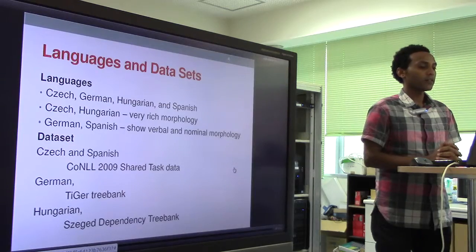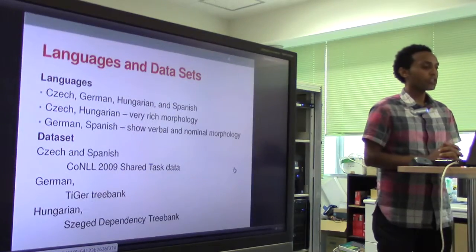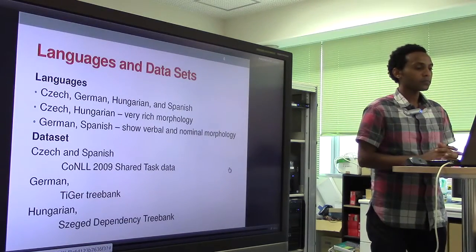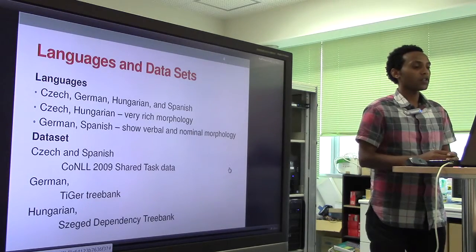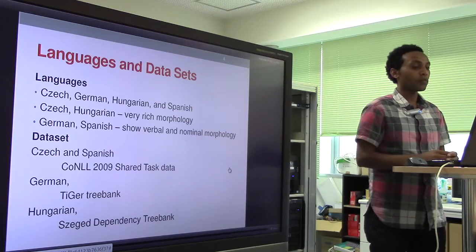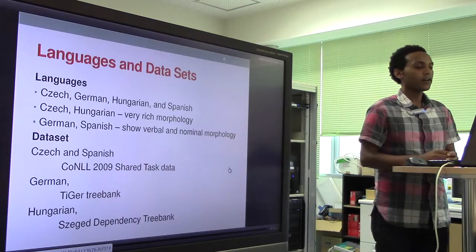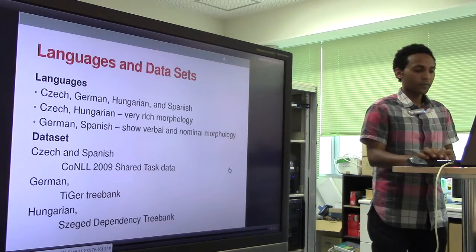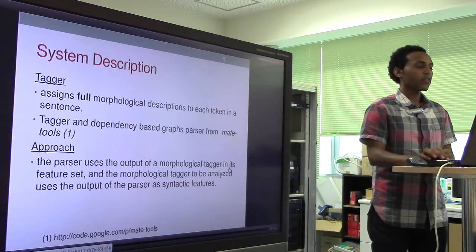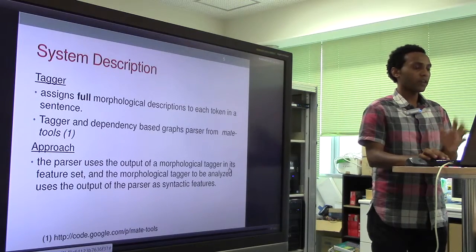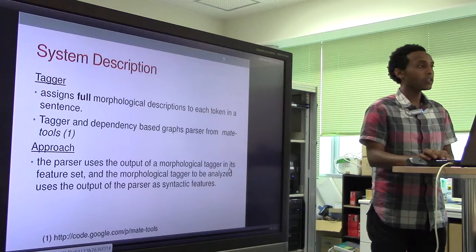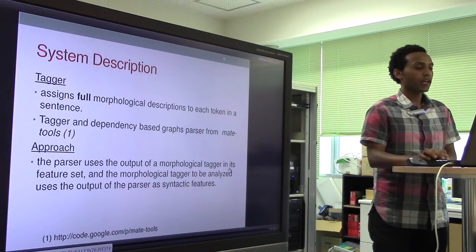They experimented with 4 different languages: Czech, German, Hungarian, and Spanish. Generally, Czech and Hungarian are considered languages with very rich morphology, and German and Spanish show verbal and nominal morphology. The data sets are as specified here. The tagger that they used assigns a full morphological description to each token in a sentence. The tagger and the parser are off-the-shelf components called Mate Tools. They used this to tag the sentences, the data that we saw earlier.